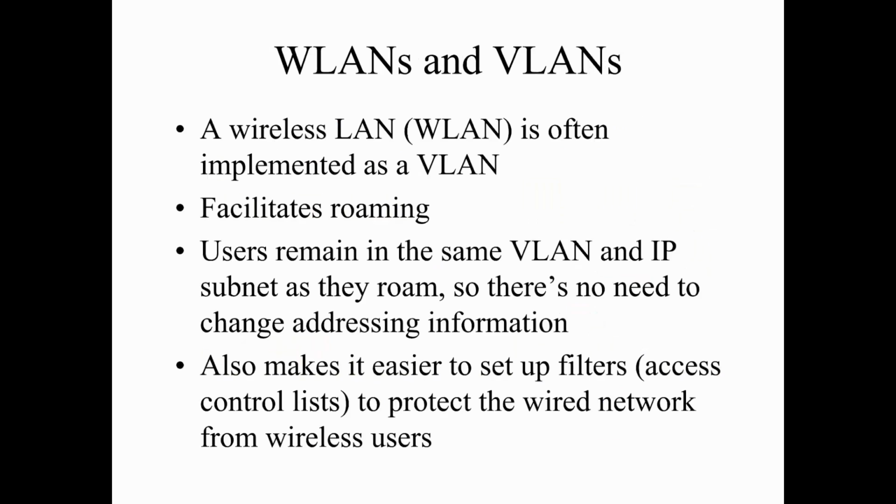We have our wireless LANs versus VLANs. A wireless LAN is a different VLAN, but typically is for wireless. That way we can have a wireless network and a wired network, and they're two separate networks. Wireless LANs do facilitate roaming, meaning you can be mobile.